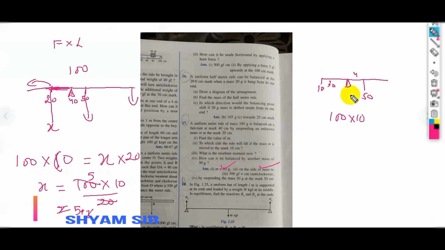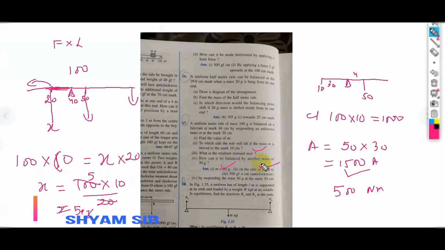The resultant moment: this will be 1000 clockwise, and anti-clockwise is equal to, what is the mass, 50 into 30, which is 1500 anti-clockwise. So obviously the anticlockwise moment is greater than the clockwise. So what is the change in resultant moment? 500 Newton meter. Okay, clear?